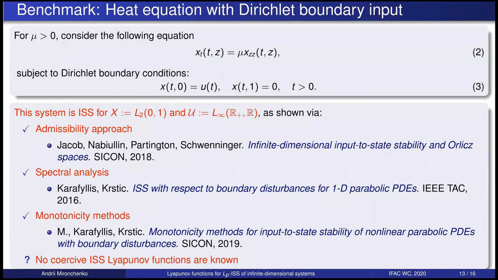Now I would like to apply our machinery to the benchmark problem: the heat equation with the Dirichlet boundary input. It is known that this system is ISS for the state space L2 and input space L infinity. This has been shown by the admissibility approach, spectral analysis, and monotonicity methods. However, till now, we don't even know whether coercive ISS Lyapunov functions for this system exist.